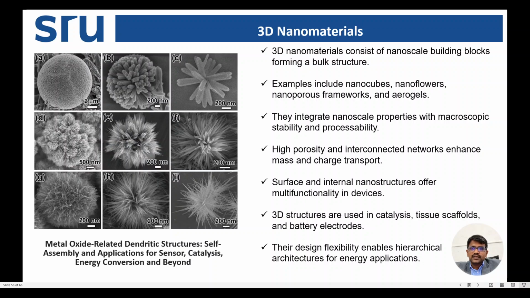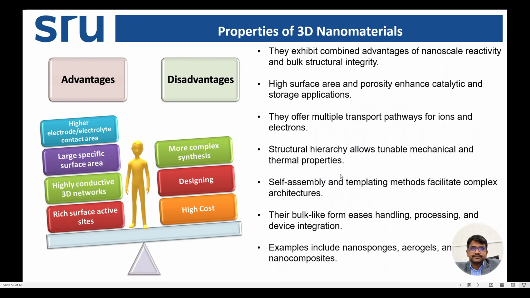So that's why we can prepare multiple advantages with these 3D structures. Coming to the properties of 3D nanomaterials, they exhibit combined advantages of nanoscale reactivity and bulk structural integrity. We have discussed this point. Because of the bulk structure, it brings many advantages which we cannot find in 0D, 1D and 2D. That's the advantage of this three-dimensional nanomaterial.